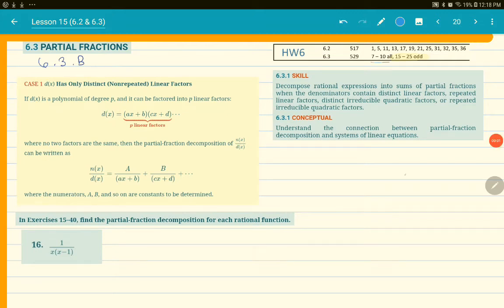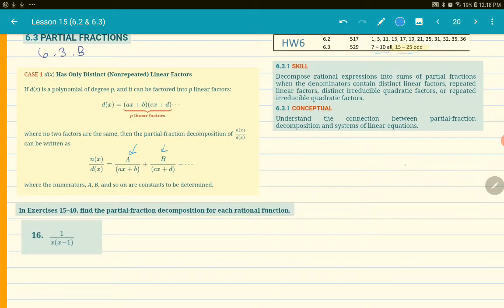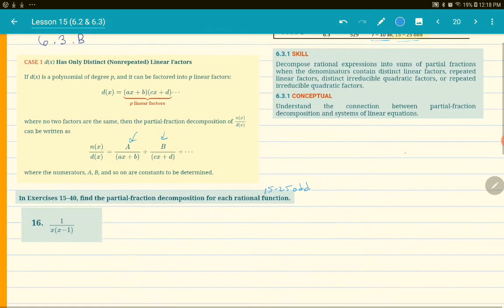So in 7 through 10, we looked at how to set it up with the A and the B. Now for 15 through 25, we're going to find those numerators for the partial fractions. So let's look at case 1 first. That's where we have distinct linear factors. So from 15 to 40, you're doing 15 through 25, the odds. So I pulled an even for an example.